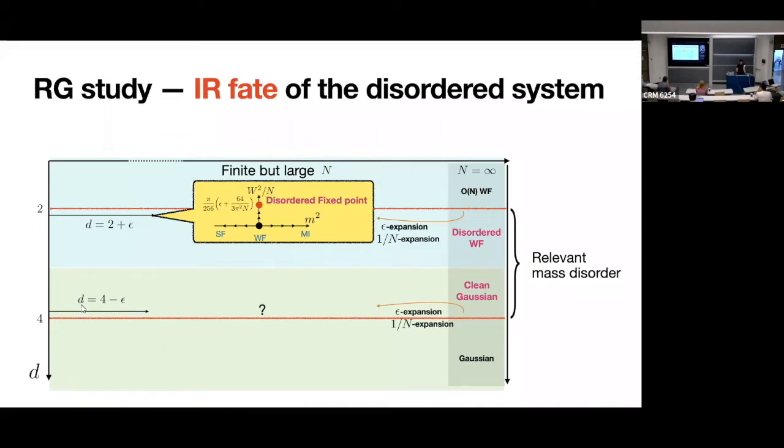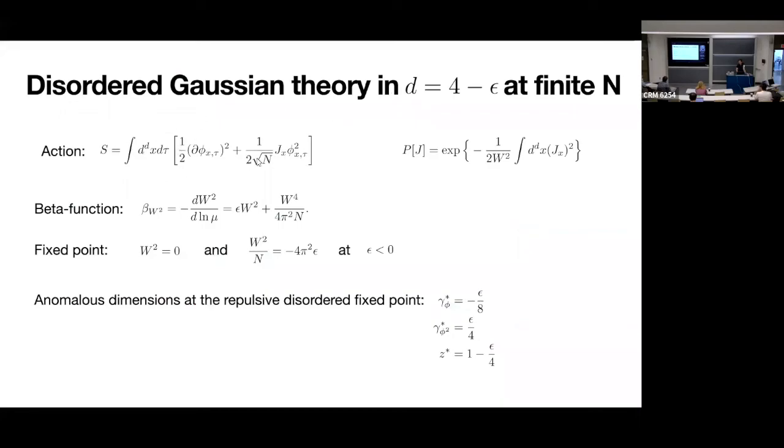At d equal to 4 minus epsilon, we can do the same thing. We can write down its action. Now the coupling would affect the behavior of the system. We can also compute the correlation function, disorder average it, and then do the renormalization on that correlation function, and finally get the beta function of W squared.